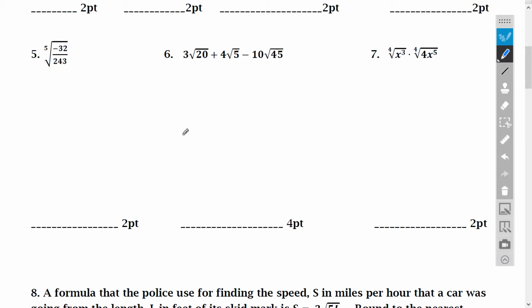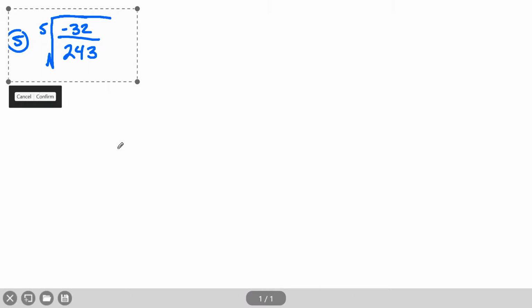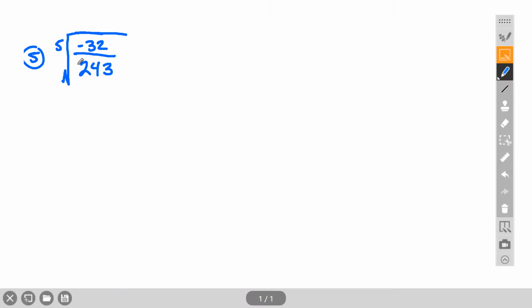Number 5. And yeah, these are kind of tough ones, so it's okay if you have to reference this to figure this out. We have number 5, the fifth root of negative 32 over 243. Now, a thing to remember with this one is that you can split the radical into the numerator and into the denominator. And then you can simplify each of them separately. You simplify the numerator and you simplify the denominator.